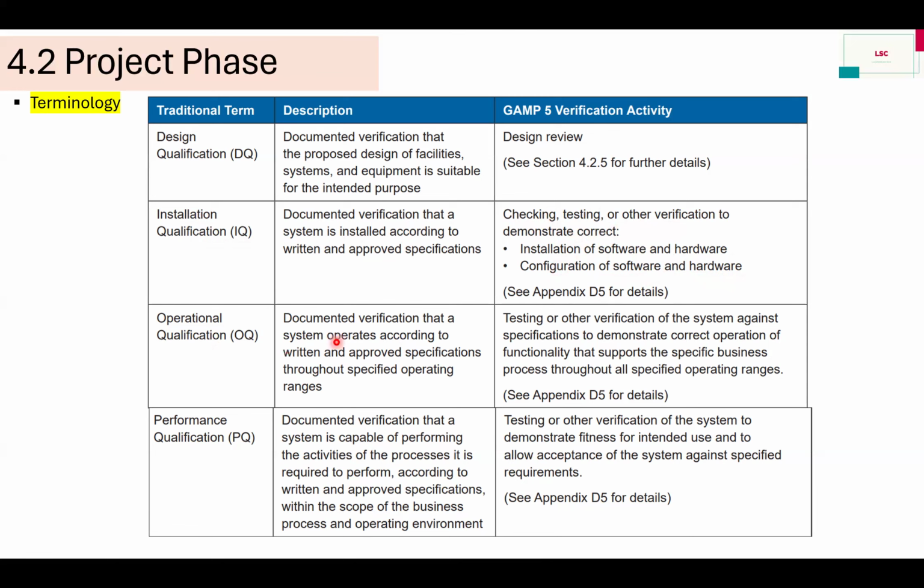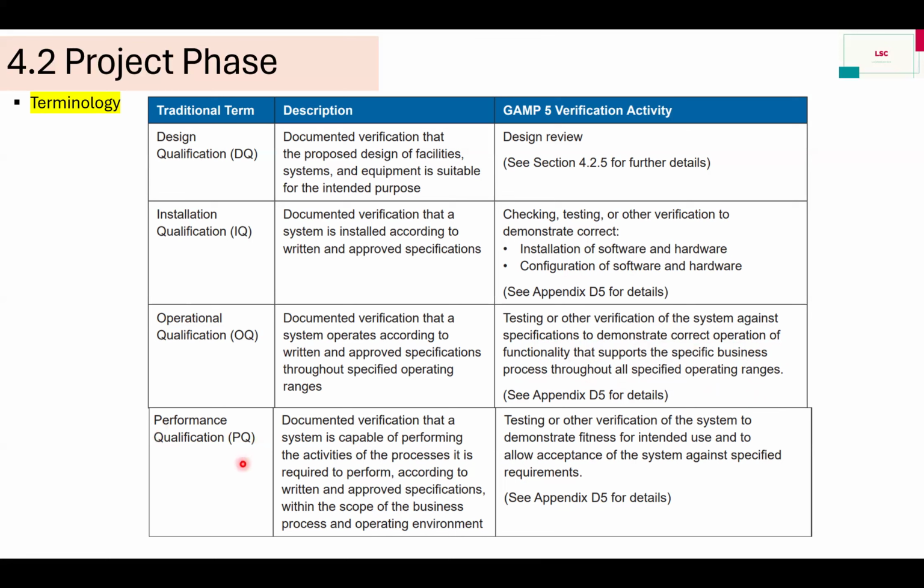Then OQ, documented verification that a system operates according to written and approved specification throughout specified operational range. So what does GAMP5 say? Testing or other verification of the system against the specification to demonstrate correct operation of functionality that supports the specific business process throughout all specified operational ranges. Whatever operational range you decide, your system works within that, and the testing and other verification come under part of OQ.